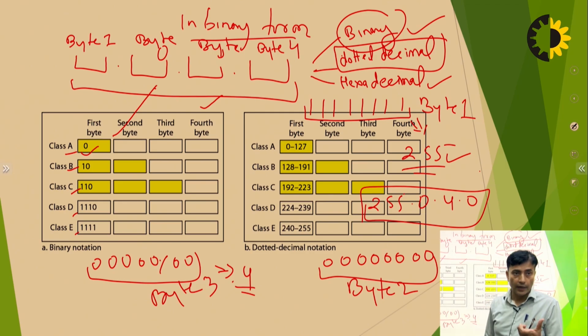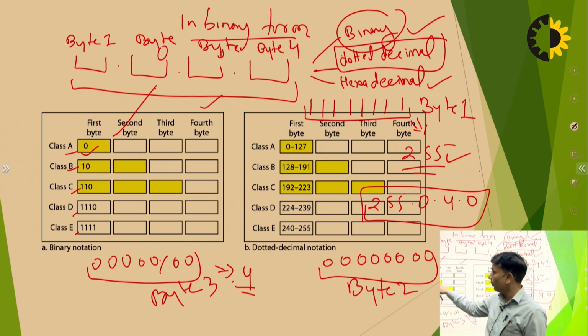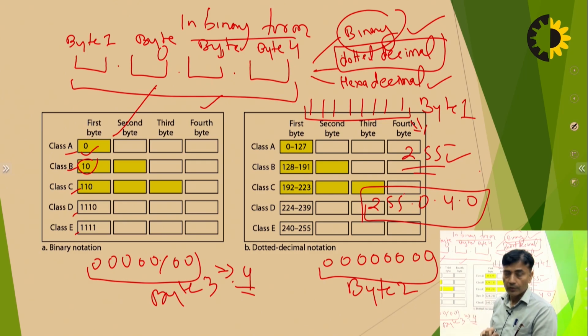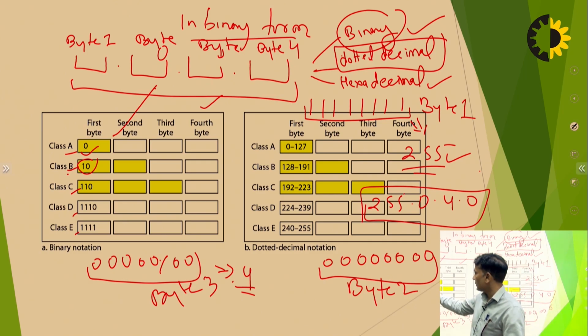So if the first octet, the first byte, always starts with 0, then we come to know that that address belongs to class A. Okay. Then what about class B? If the first octet of the 32-bit IP address starts with 1 0, then we come to know that it belongs to class B.